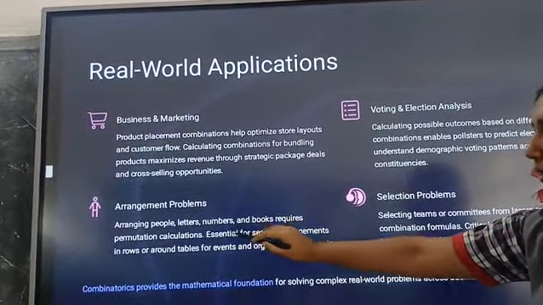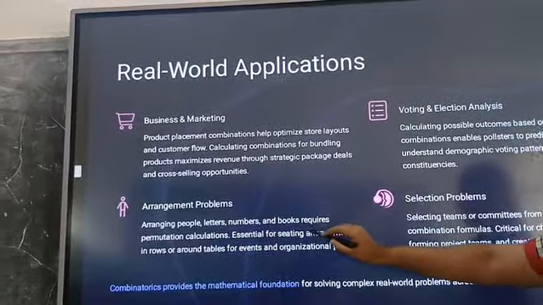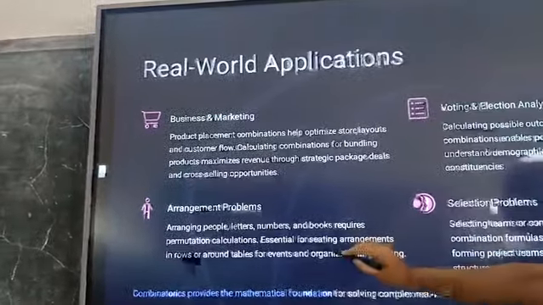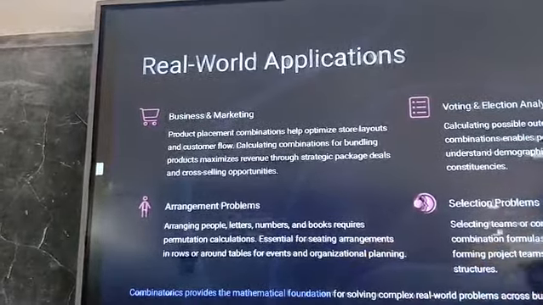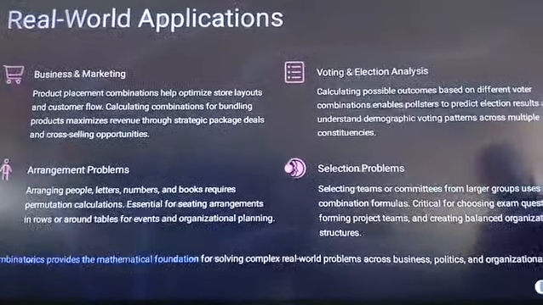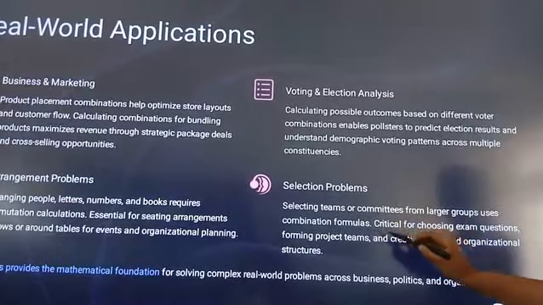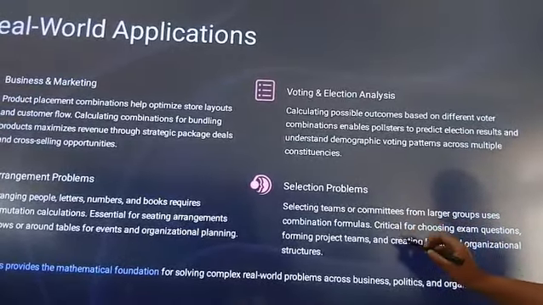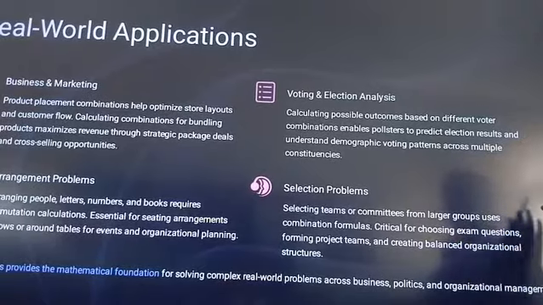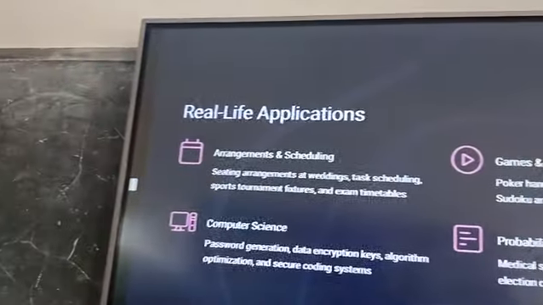Now arrangement problems usually deal with permutation. Arranging people, letters, numbers and books requires permutation calculations, essential for seating arrangements in rows or round tables for events and organizational planning. And selection problems mainly deal with combinations. Selecting teams or committees from larger groups uses combination formulas, critical for choosing exam questions, forming project teams and creating balanced organizational structures.